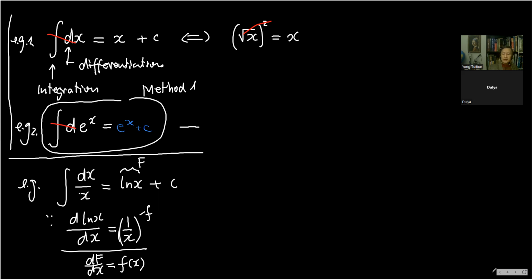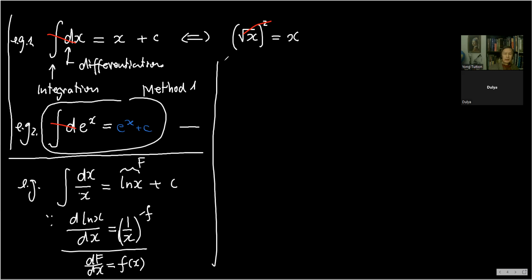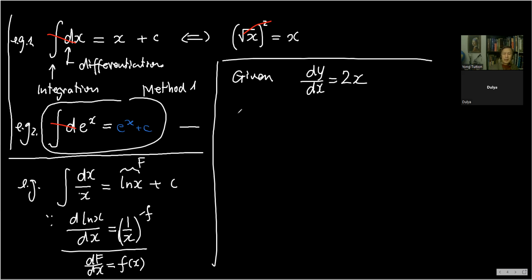Now, after this preparation, can we attempt to solve this differential equation? Where are we? Can we copy your previous question, return to that question: given dy/dx equal to 2x. We have step one, we separate them. We just got dy. This is y, sorry.